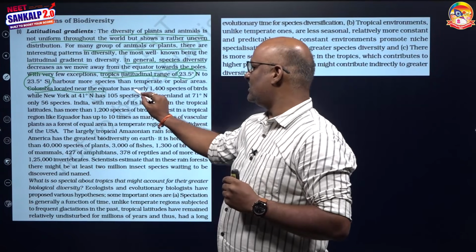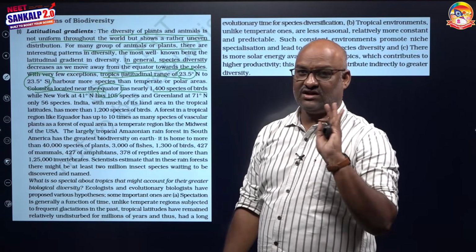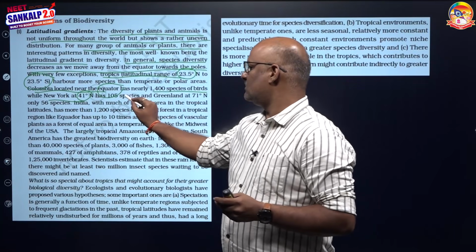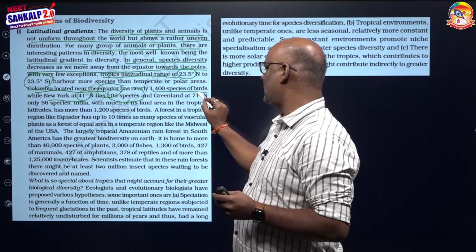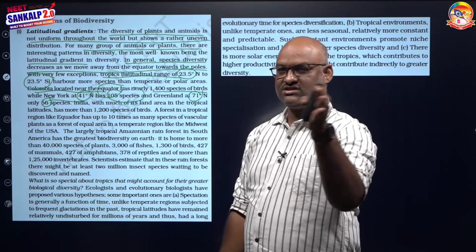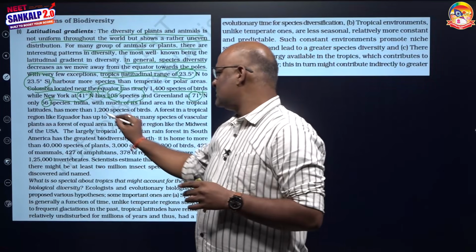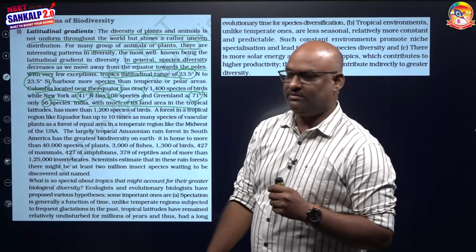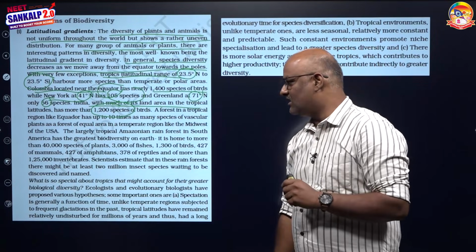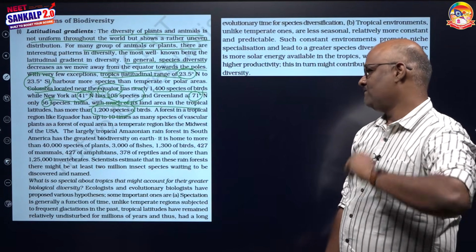Colombia, which is located near the equator, a tropical region, has 1400 species of birds. Whereas New York, at 41 degrees north, has 105 species, and Greenland at 71 degrees north has 56 species. So gradually, as it goes towards the poles, 1400, 105, 56, it keeps decreasing. Whereas India, with the majority of its land in the tropical region, has 1200 species of birds.